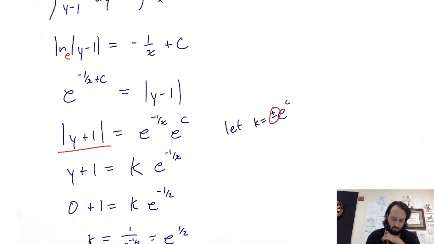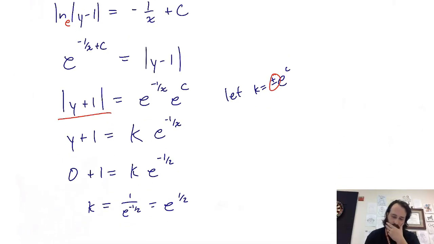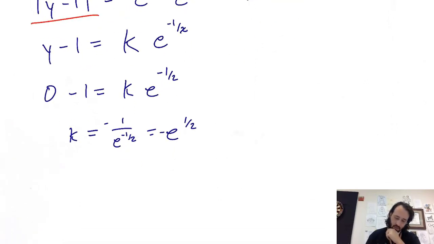What did I mess up? Oh, I copied my thing wrong. I'm sorry. Minus 1, minus 1, minus 1, and negative. So negative. I'm sorry. My bad. I just copied it wrong. Okay. So k is negative e to the 1/2.